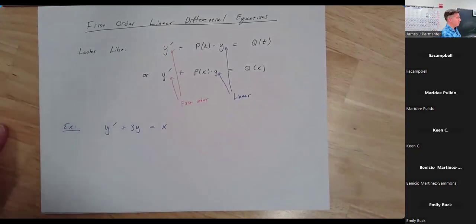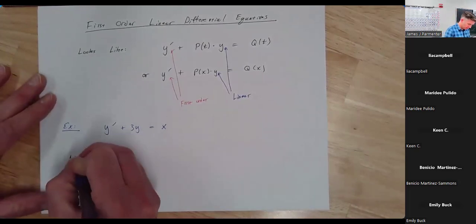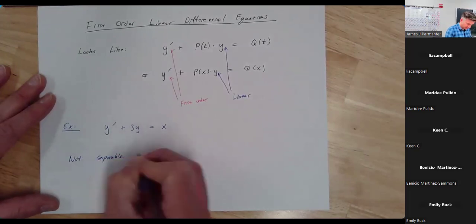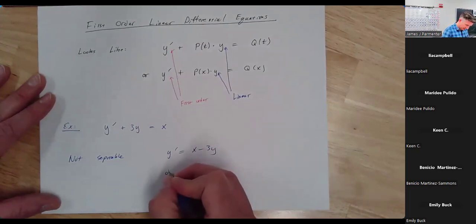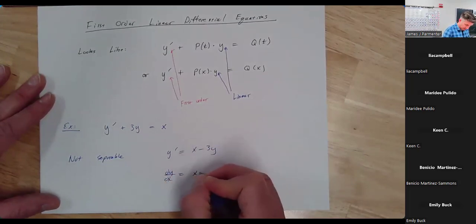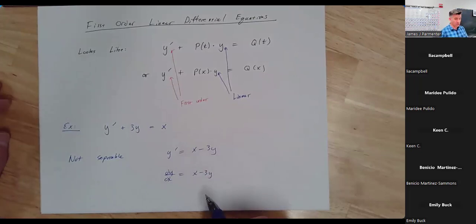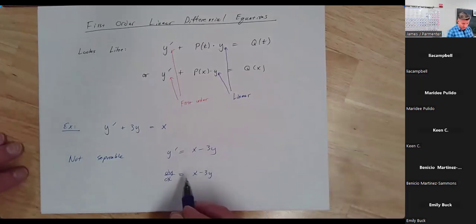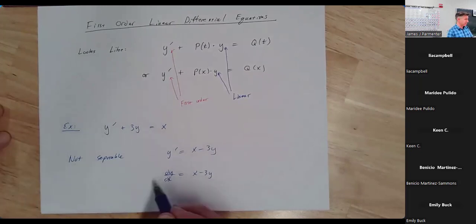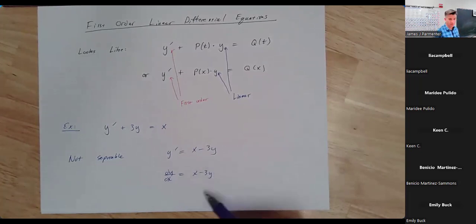Notably, this is not separable. If you try to isolate y prime, you get y prime equal to x minus 3y, and then write this as dy/dx equal to x minus 3y. You're now stuck in a place where you can only use multiplication and division, and there's no way to do that. I can't divide both sides by x to get the x over to one side, or divide both sides by 3y. It's just not possible. Usually it's really impossible to overcome some subtraction thing like this via separation. So since we can't separate variables, we do the other thing.